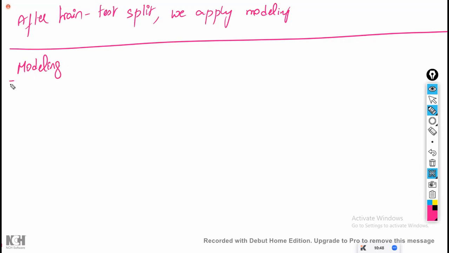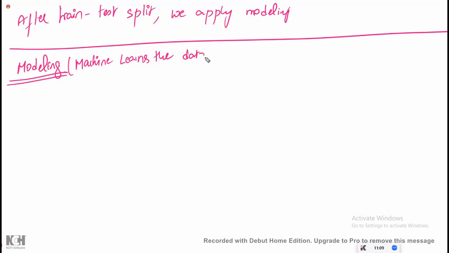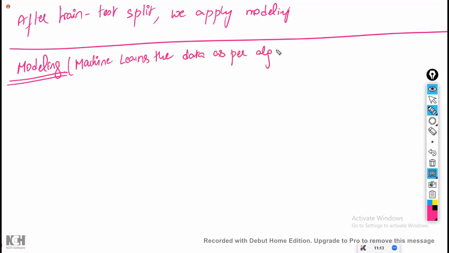Now in the modeling, what are we going to do? First, understand what is meant by modeling. Modeling means the machine learns the data as per the algorithm. It learns the data as per the algorithm.